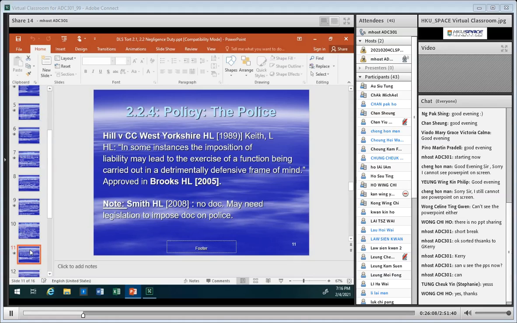And so that was approved more recently in the Brooks case, but then in the Smith case, the court did find there was no duty of care, but the elements of proximity, if you like, were very, very compelling. And the court said, well, there may be situations in which the police do owe a duty of care, but we're not going to find it. We're not going to change the law. If there's going to be a change of the law in this area, it should be by way of legislation.